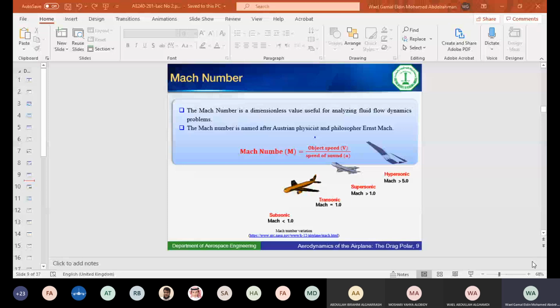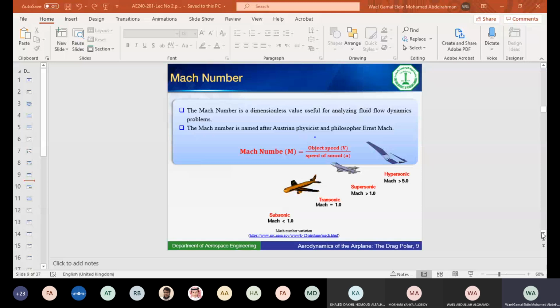I think Mach number is velocity divided by speed of sound. Mach number, velocity divided by the speed of sound. Khalid, this is the Mach number. Actually, you are defining the Mach number. It is the speed of the object divided by the speed of sound. That's the Mach number. Okay.